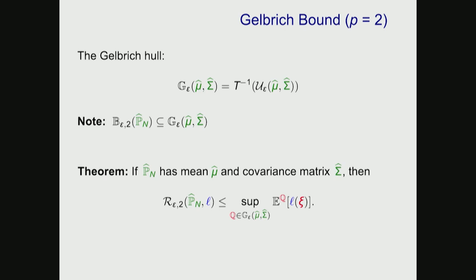However, because this is an outer approximation of the Wasserstein Ball, we can bound the worst case risk of a loss function L by the Gelbrich risk, which we defined as the worst case expected loss now over all distributions in the Gelbrich Ball. So in the rest of the talk, I'm going to refer to this as the Gelbrich risk, and I'm going to denote it by this R with a bar and subscript epsilon.